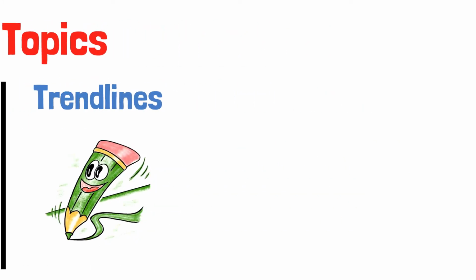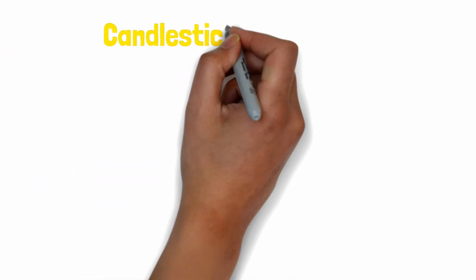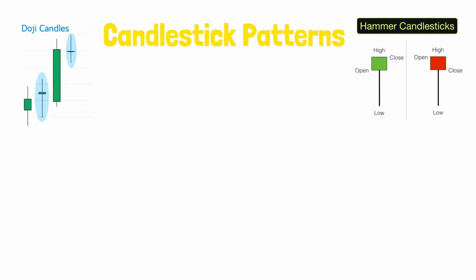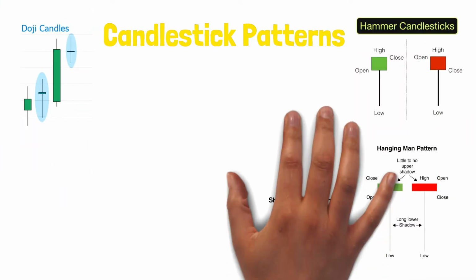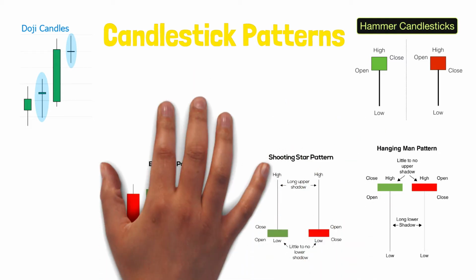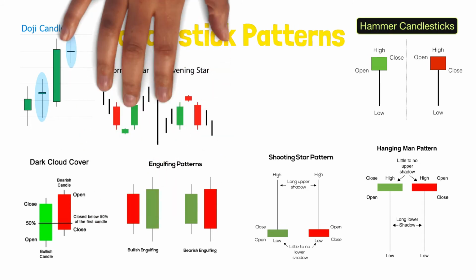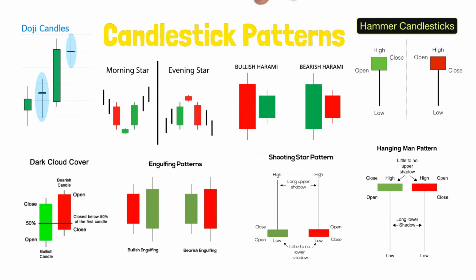Candlestick Patterns. The book explains various candlestick patterns and their interpretation. Patterns included are doji, hammer, hanging man, shooting star, engulfing patterns, dark cloud, morning star, evening star, harami, and so on.